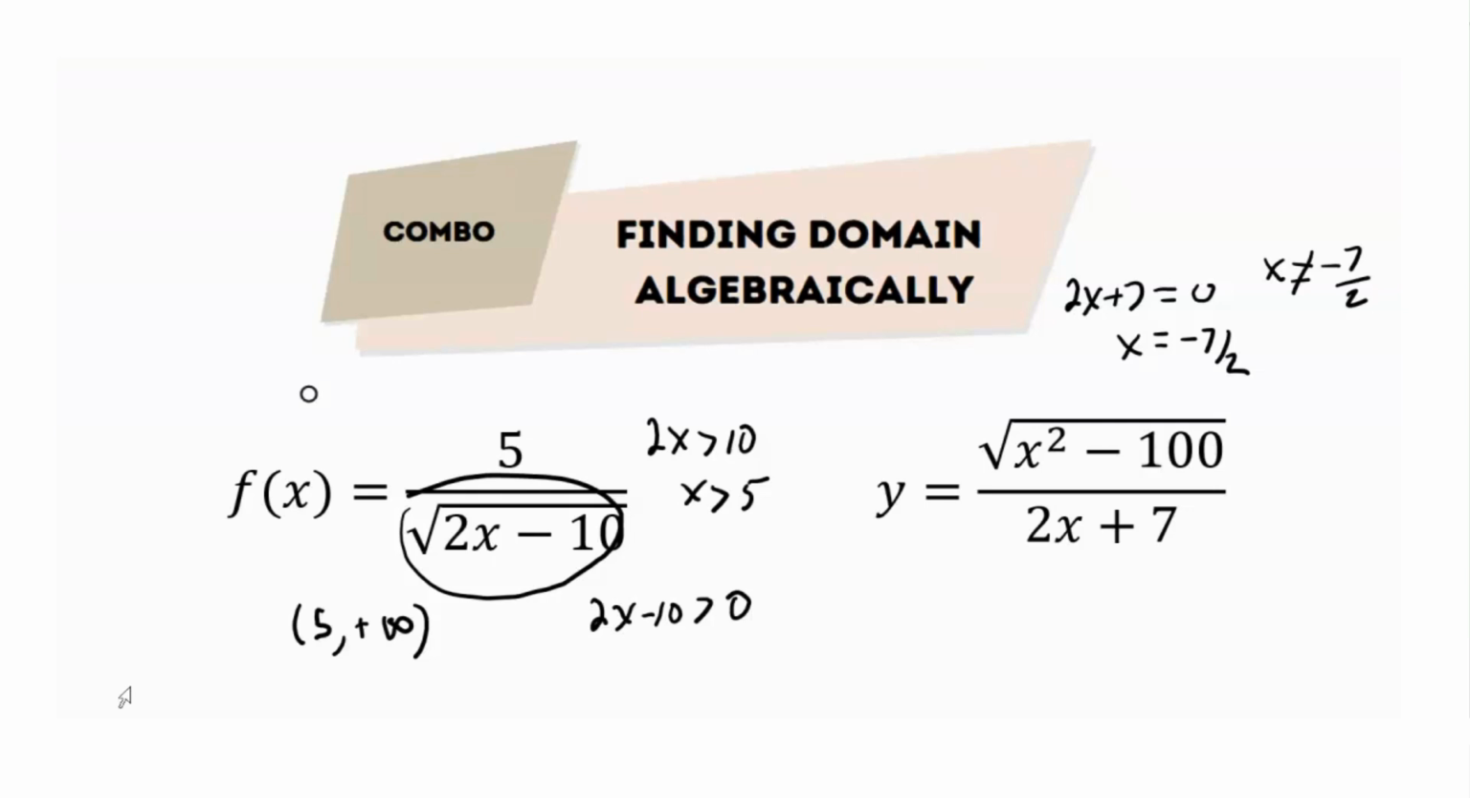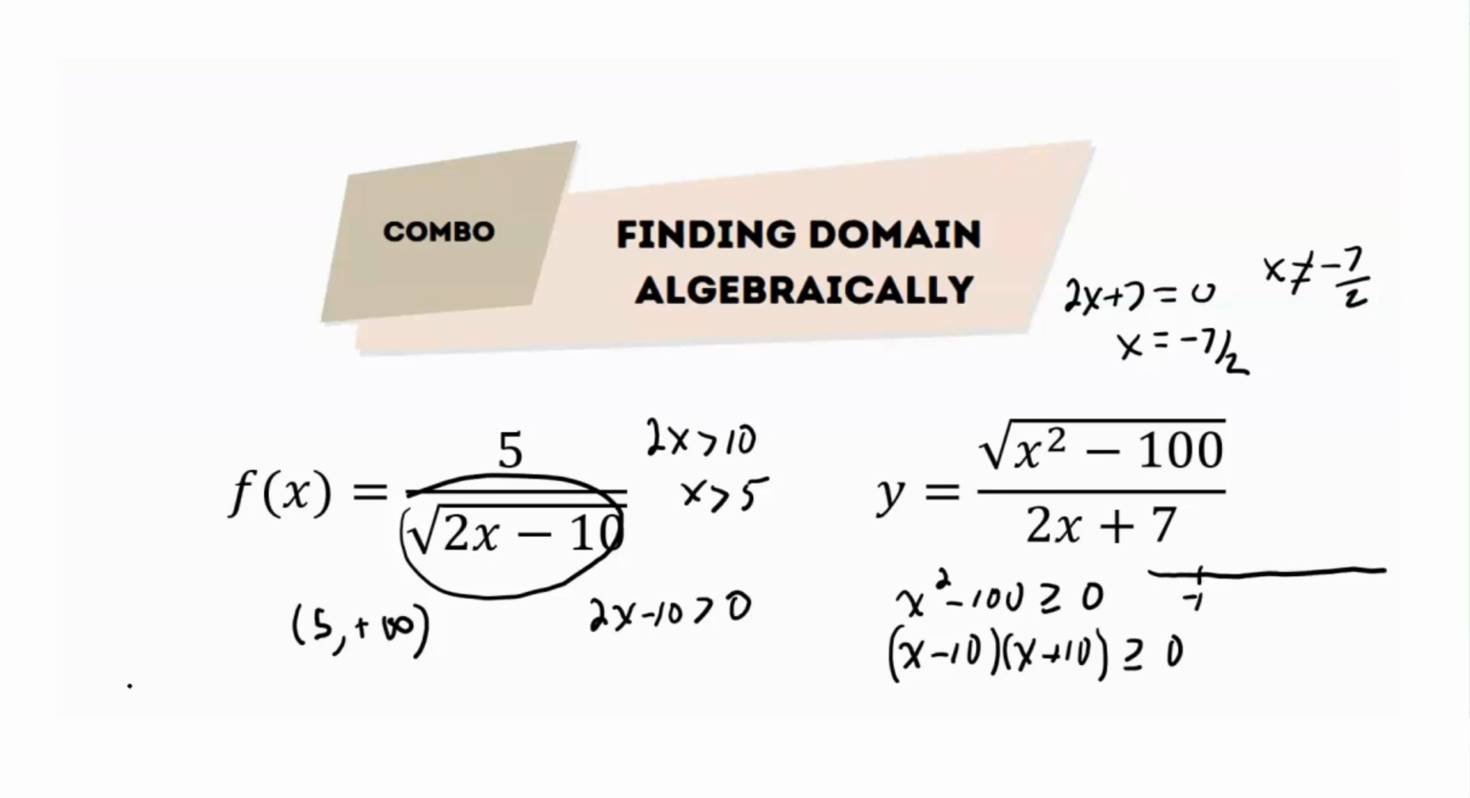Also, x squared minus 100 has to be greater than or equal to 0 in the numerator. So I'm going to solve that. x squared minus 100 has to be greater than or equal to 0. So I'd get x minus 10 times x plus 10 is greater than or equal to 0. So that means with the number line test, I'd have negative 10 and positive 10.